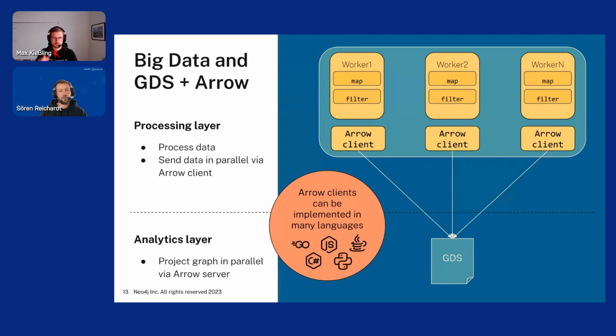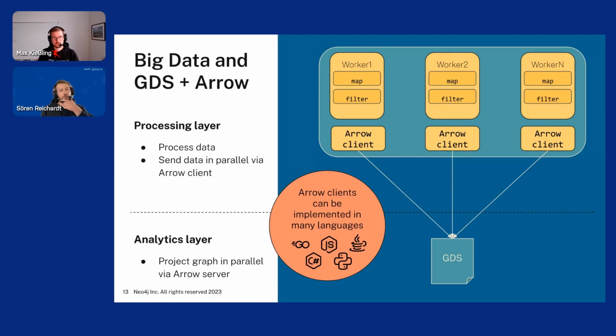And in fact, the graph projection in GDS is always, or was, parallel from the get-go. So this plays very nicely with the capabilities of GDS. And the advantages, so far we didn't specify which distributed system we are talking about. And the good thing is, it doesn't really matter because the Arrow clients you can implement in many different languages. A few of these are shown here. So there's a good chance that with the system you are using, there will be one language supported where you can implement an Arrow client on a worker.